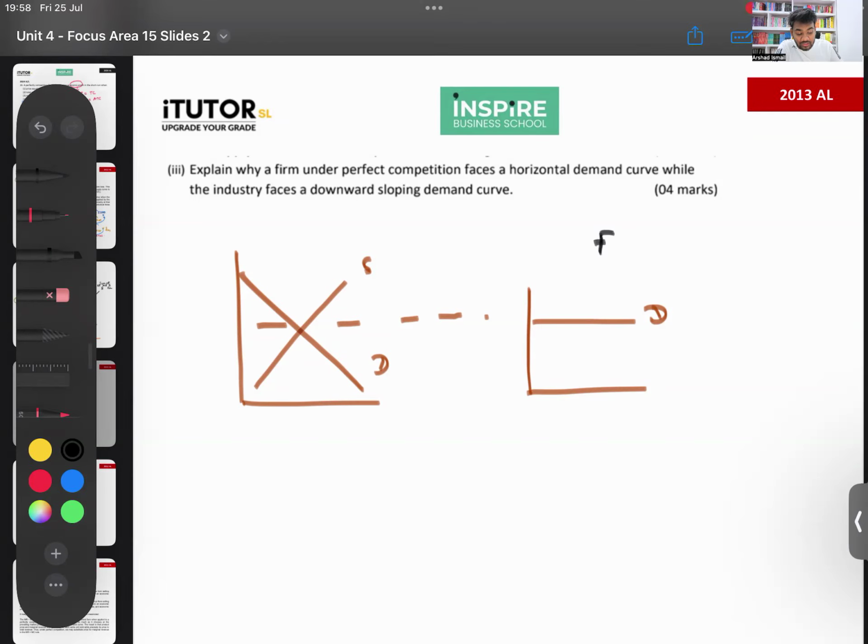The individual firm has a horizontal demand curve because they're a price taker. Then now you have to go and explain why they are a price taker. Price taker means they can't set their own price. There are three main reasons. What are the three main reasons? One is there are a large number of sellers. You're just one small guy, no? So there are a large number of sellers.